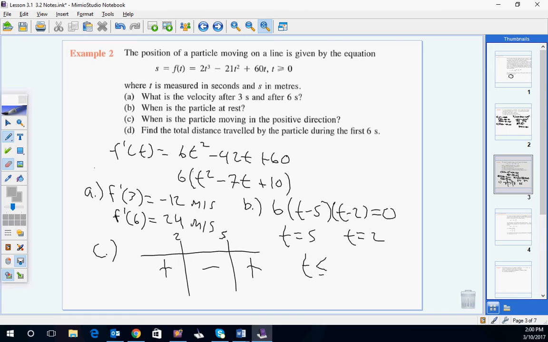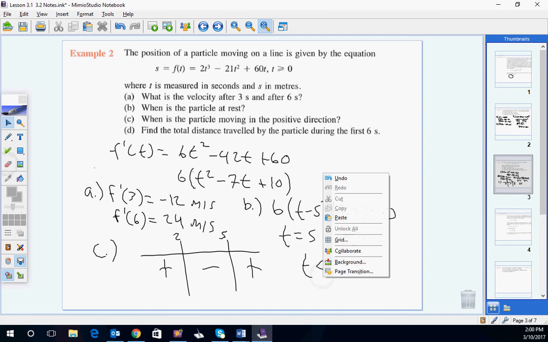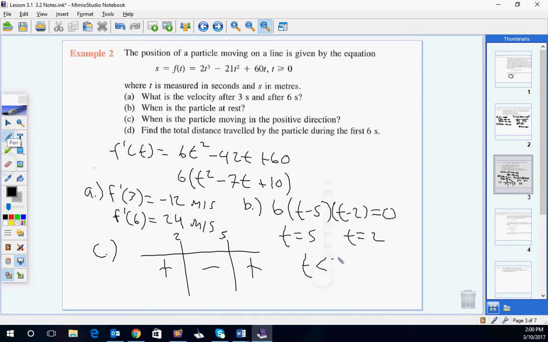We don't want equal to. For C, less than 2, bigger than 5. And then it's obviously, I guess you don't need to put this, but we do know that it has to be bigger than 0, though, because we can't have less than 0 time.